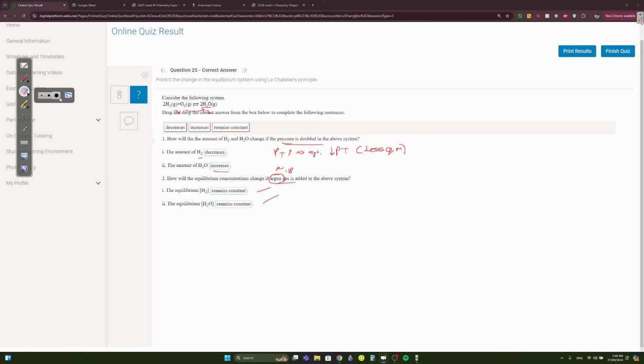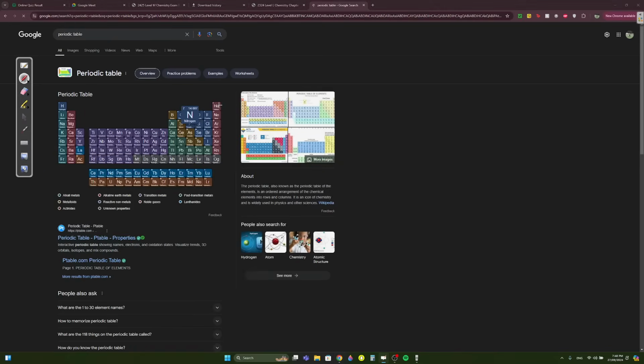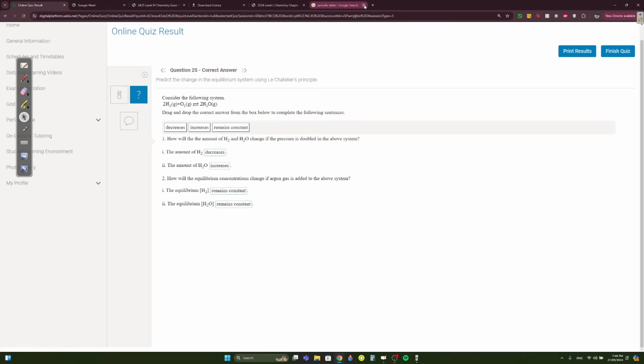Please, if you see the name of a gas, don't panic. Just go to your periodic table, which you will have in the exam. Look here and go down all the way. Don't you see argon here? These are all the noble gases. You see them here? It's a noble gas. They might say addition of xenon, or something else. Just check if it's a noble gas. Okay?